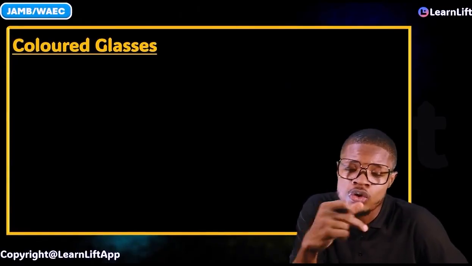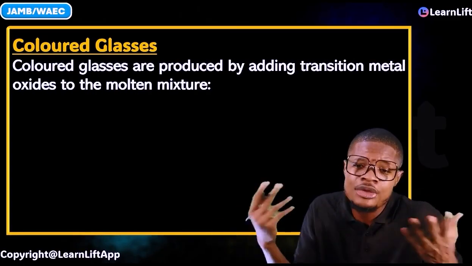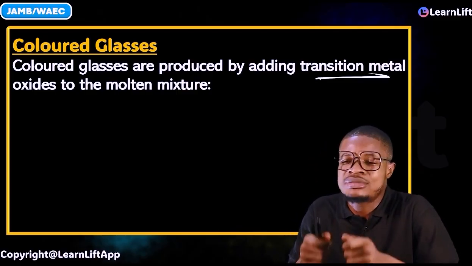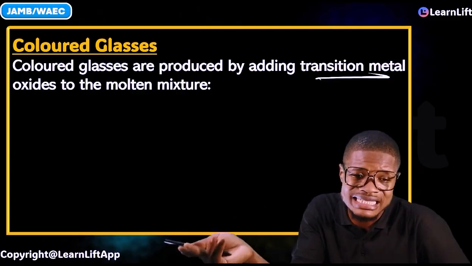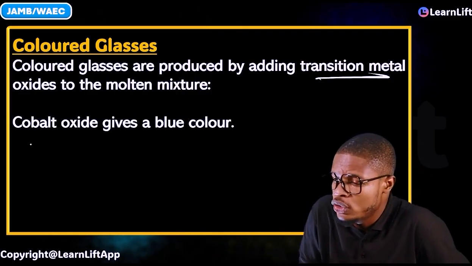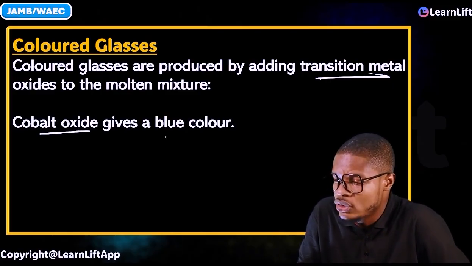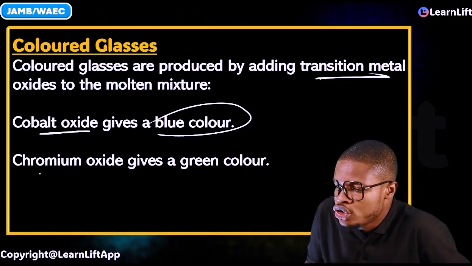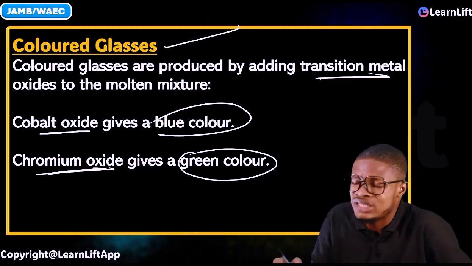Another thing you must know is your colored glass. So there's what we call your colored glasses. How do you get your colored glass? All you need is to add transition metal. So when you take your transition metal oxide and you make use of it, you're going to have colored glass at the end of the day. A good example is your cobalt oxide. Cobalt oxide will give you blue color, right? Beautiful. Another, very quickly, is your chromium oxide, which is going to give you your green color. That's how we call them your colored glasses.